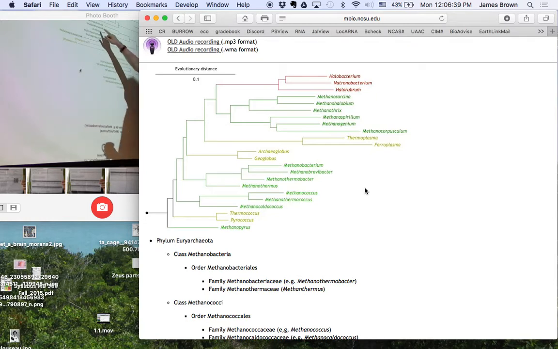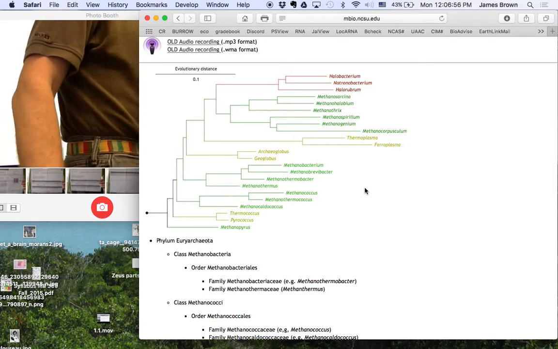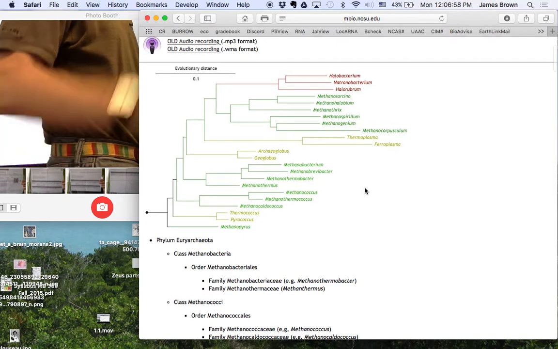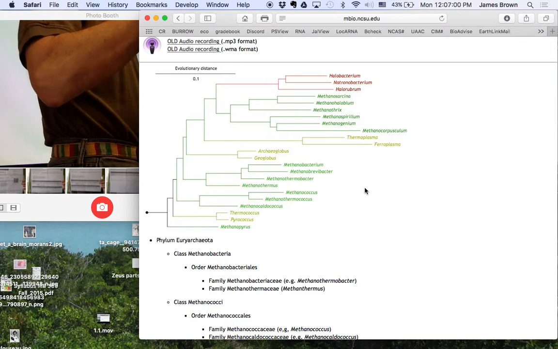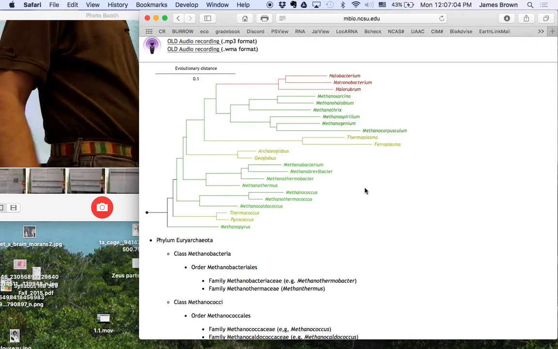So here's Halobacterium, Neutronobacterium, etc. Here are some methanogens, and then here are some sulfur metabolizers. Some of these names may be familiar to some of you. There's some folks here at NC State that work on some of these organisms. You'll notice, by the way, there are no pathogens on this tree. There's not a single known archaeal pathogen. Nobody knows why. There are lots of symbionts, but no pathogens.